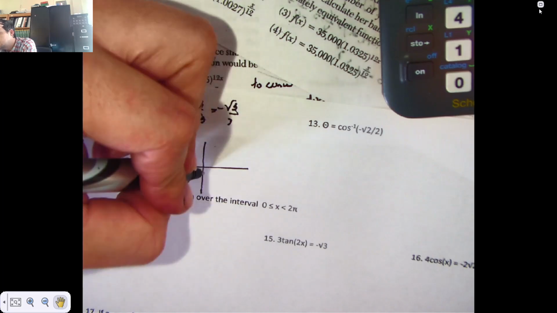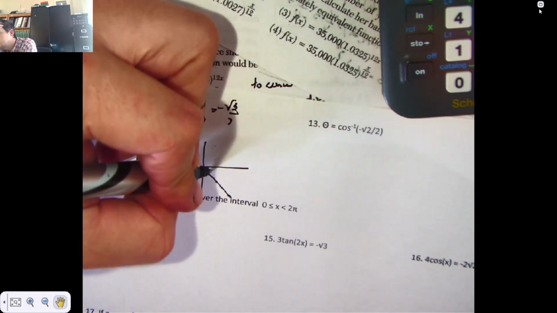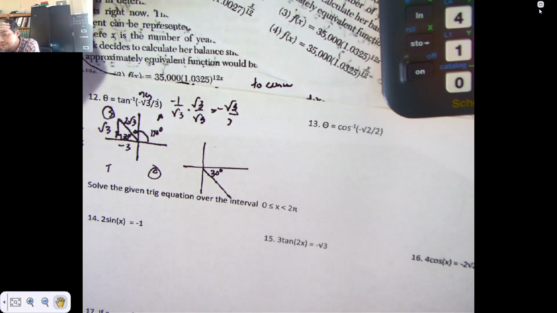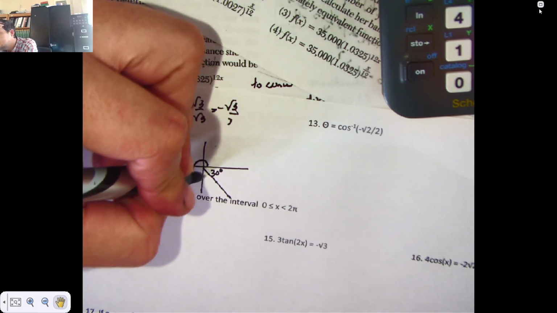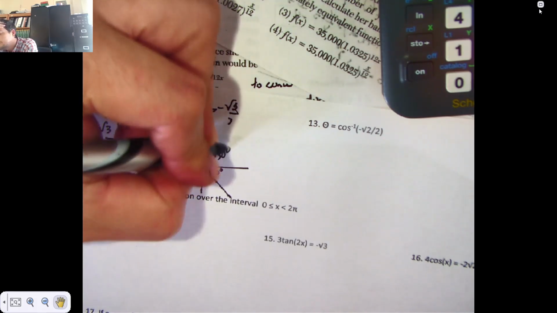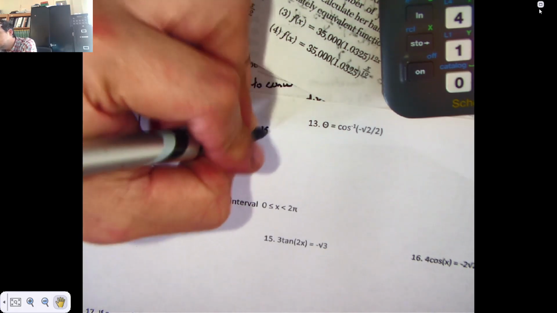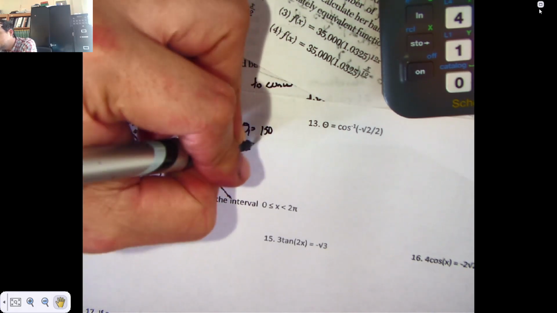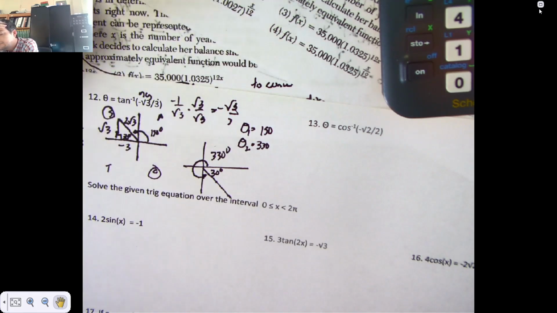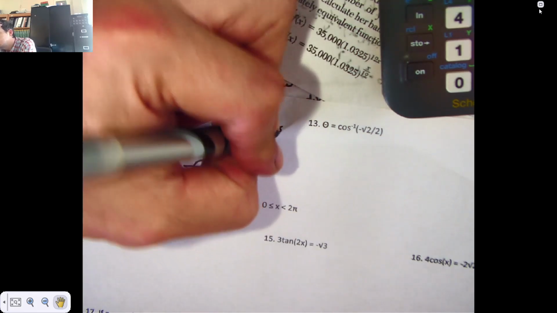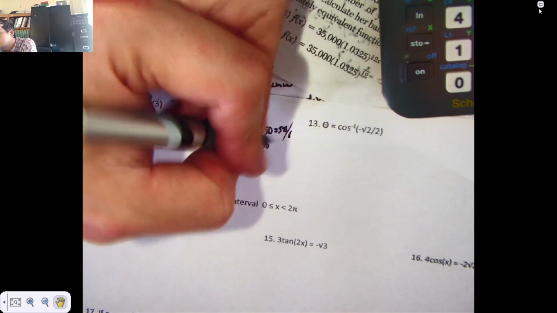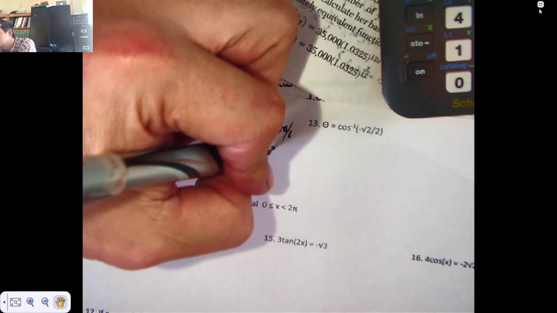There is also the angle down here in quadrant 4. Now what you now know is that the reference is 30 degrees. To get there, you travel 330. So we have a theta 1 being 150. We have a theta 2 being 330. 150 degrees is 5 pi over 6. 330 degrees is going to be 11 pi over 6.